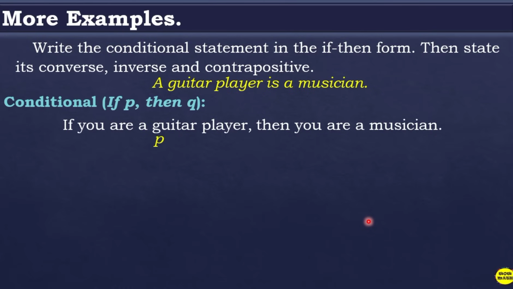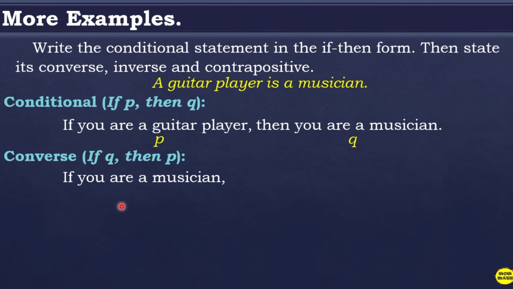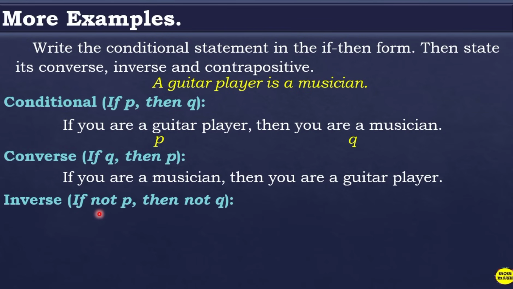Gawin natin ang converse. This is your hypothesis. This is your conclusion. So, gawin natin ang converse. Interchange lang po natin si Q and P. So, if you are a musician, then you are a guitar player. That is our converse. Next, let's do the inverse. So, inegate natin si P at si Q.